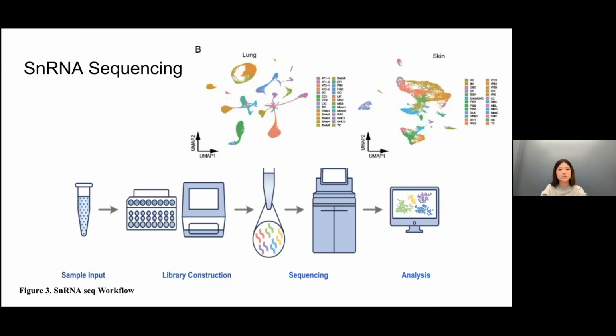These libraries were then sequenced using the Illumina NextSeq 550 sequencer. The raw sequencing data was then processed using Cell Ranger to generate count matrices, which were further processed in R using the SoupX package to remove ambient RNA contamination. Then for downstream analysis, we did UMAP and other expression analysis to help us understand and shed light on the biological differences between these tissues.